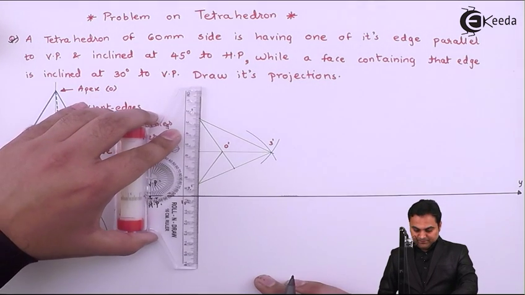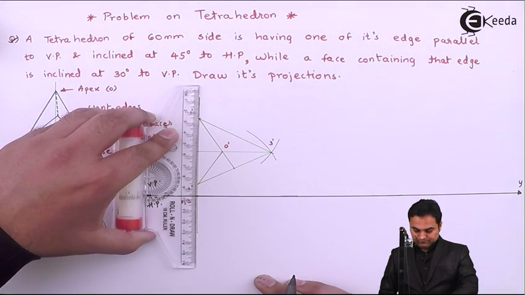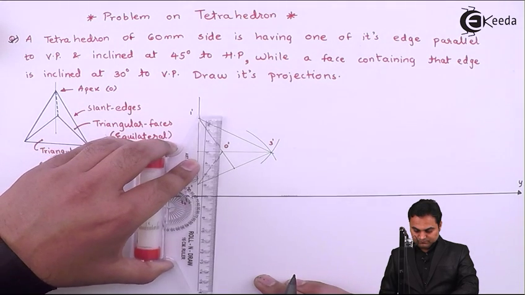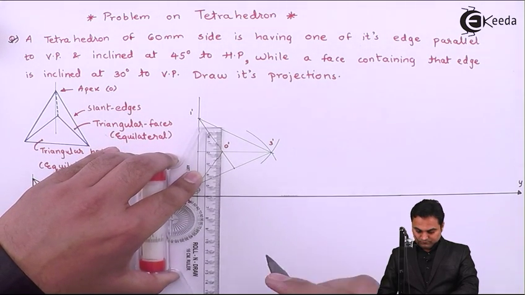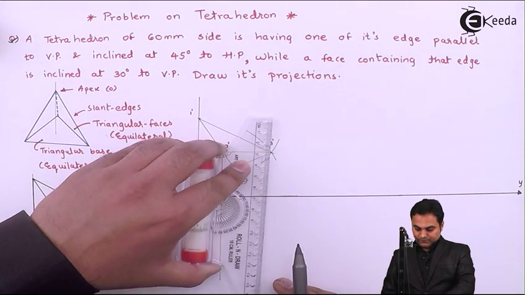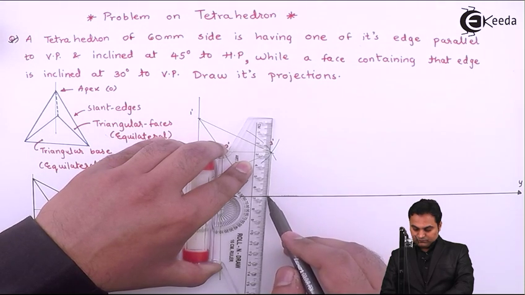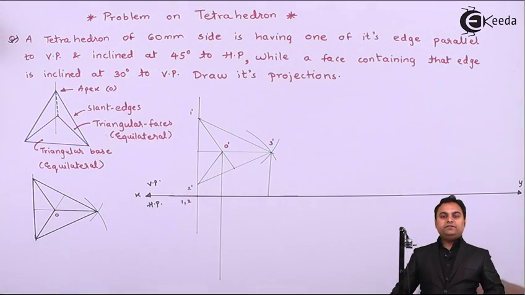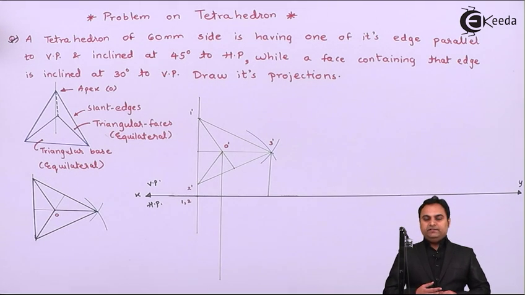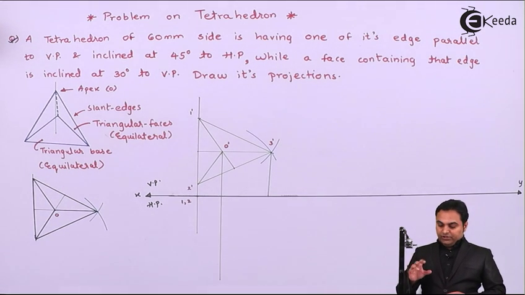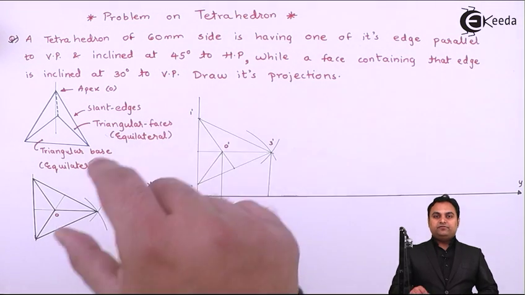Next, I'll be projecting the apex with a light line, then projecting this point 3 dash. Now when we are drawing a tetrahedron, always see that here we have completed the front view.